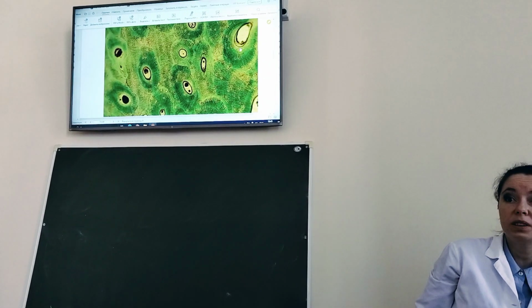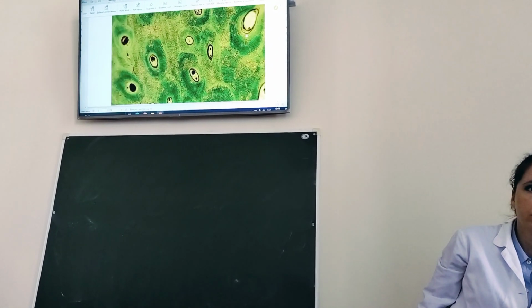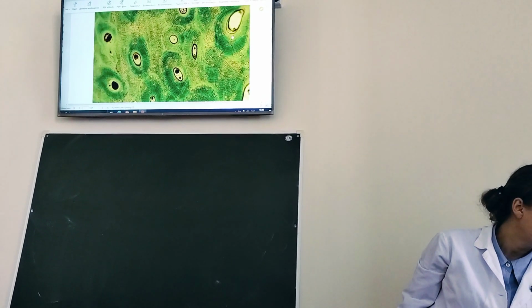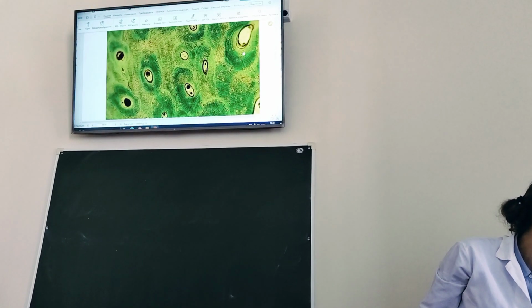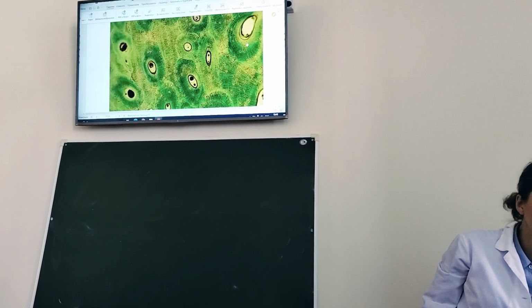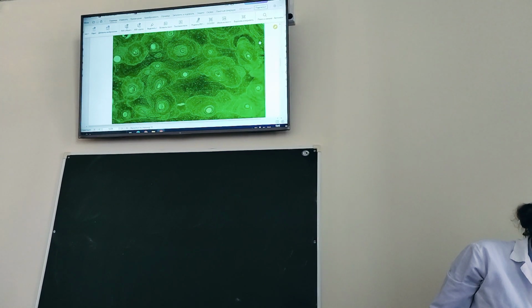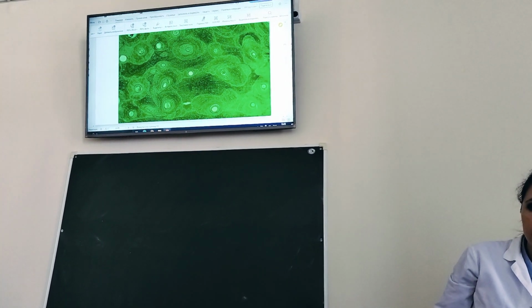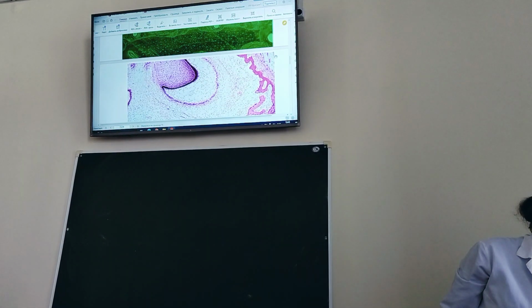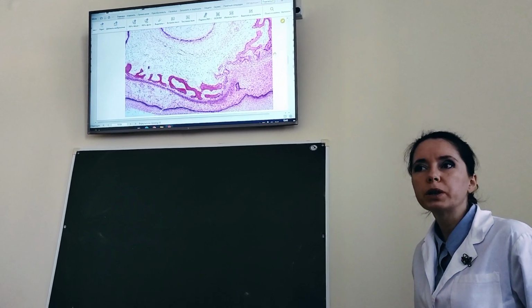Another slide, another variant of the same section. Once again, Haversian system, central canals containing blood vessels, you can say, and a layer of loose connective tissue, and once again the same. Another case, a related question.